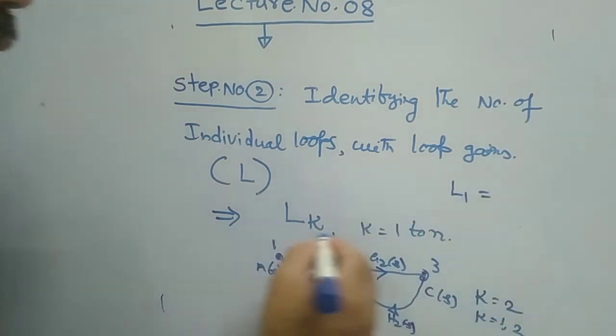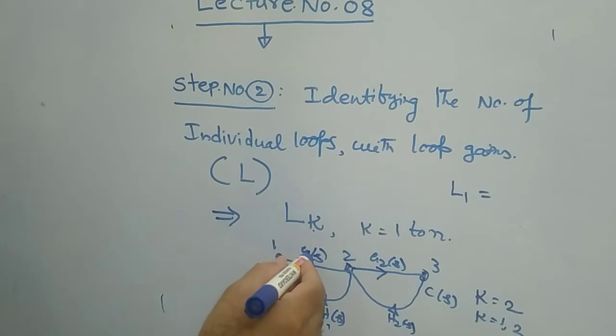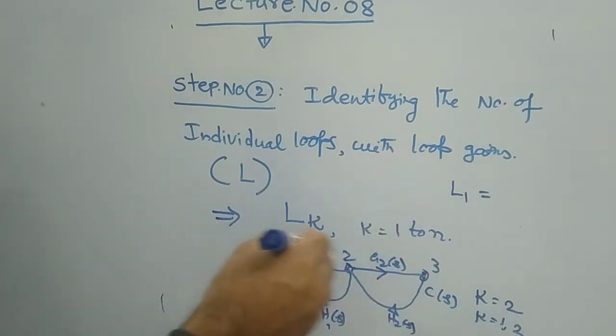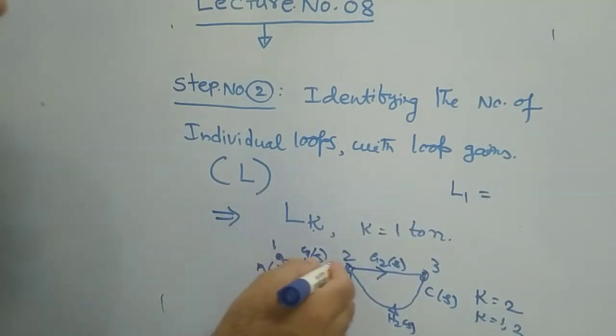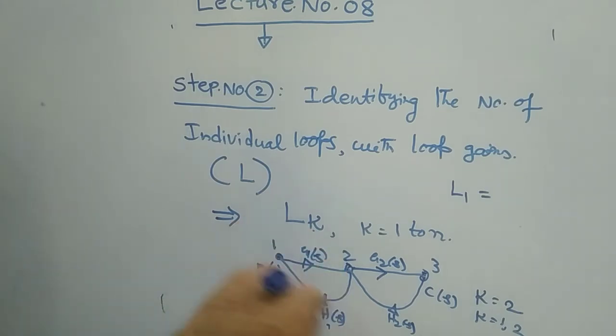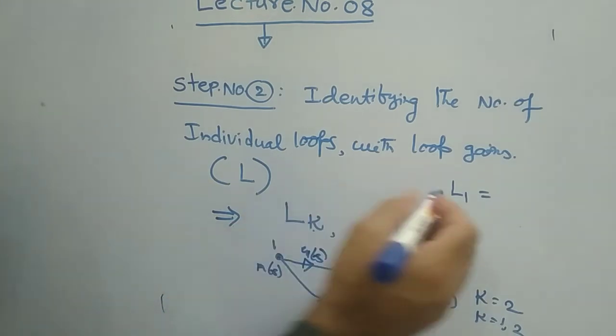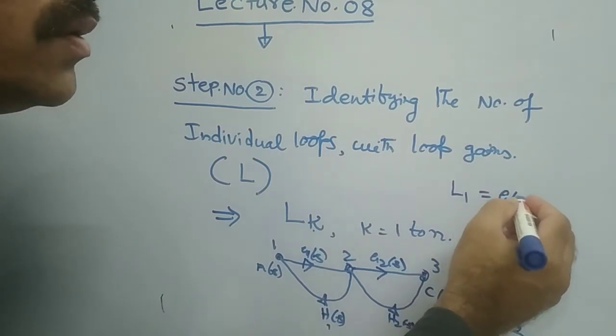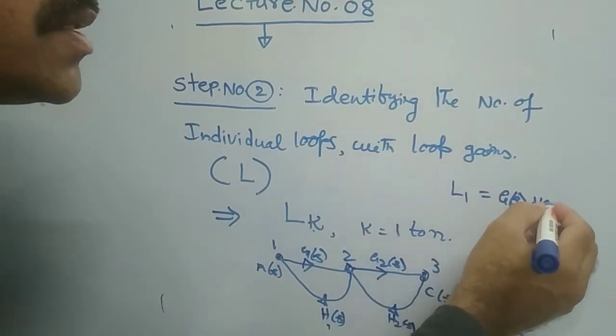L1 is nothing but L1 with its gain, which you also have to write. So what is the gain? What is the loop gain? Loop gain is nothing but the product of the gains available on that path. It is nothing but G of s into H of s. That's all. That is your L1.